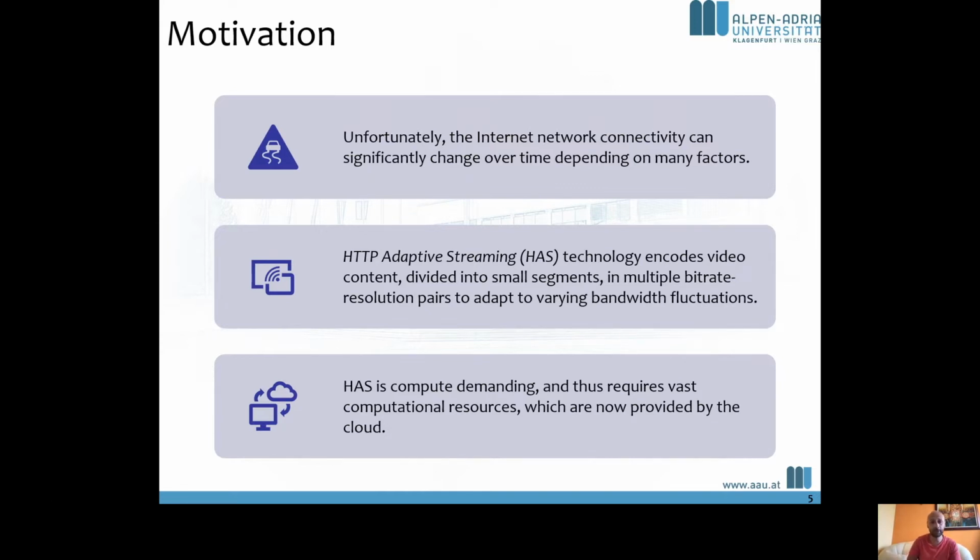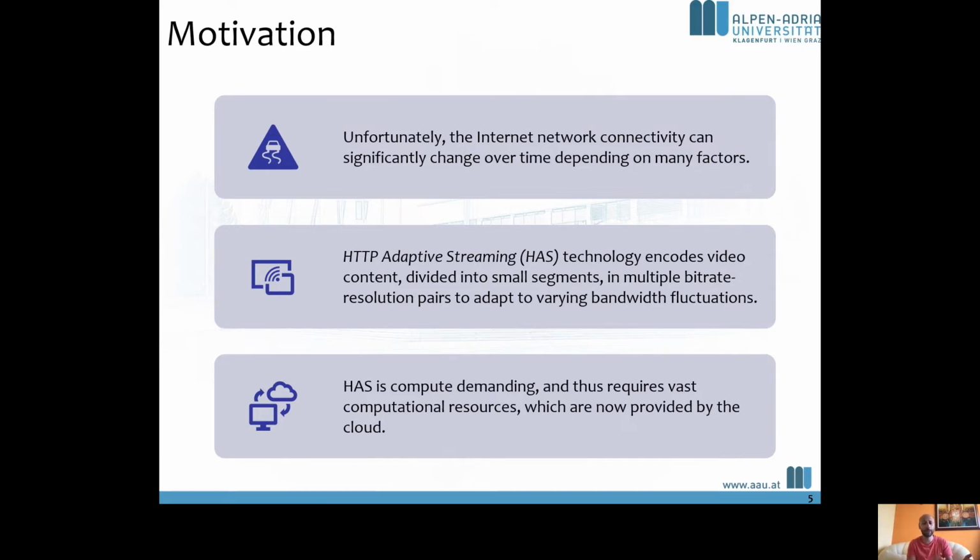In order to solve these issues, the so-called HTTP adaptive streaming was introduced, which is a technology that applies all the methods that I told you previously. It encodes the video content by dividing it into small segments and then encoding them in multiple so-called bitrate-resolution pairs so that it can adapt to varying bandwidth fluctuation.